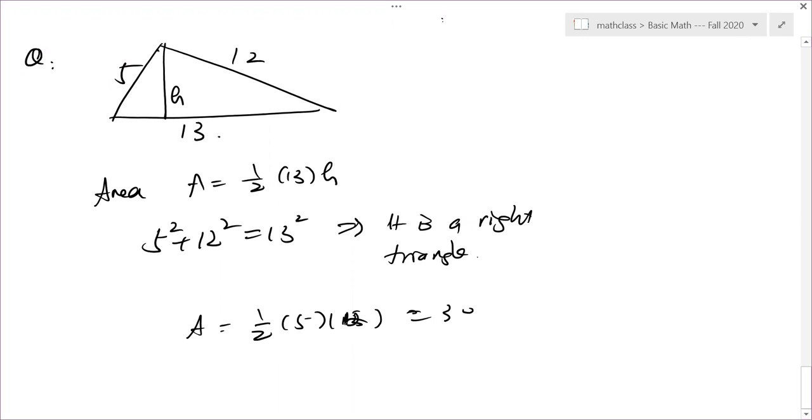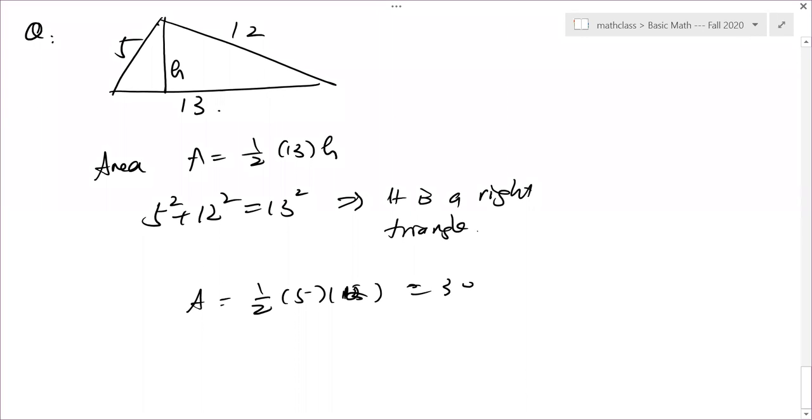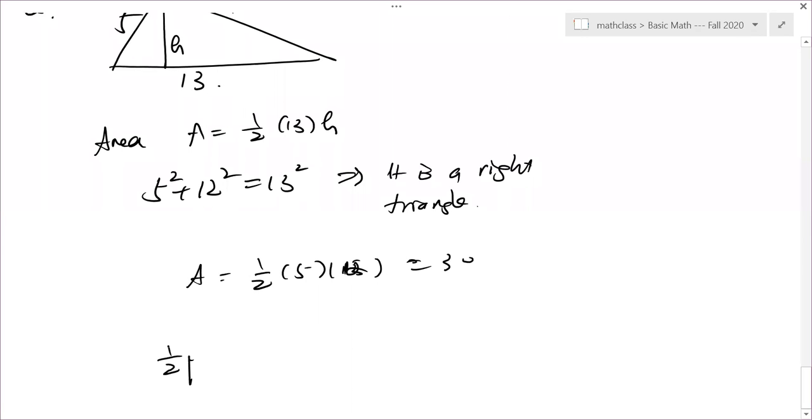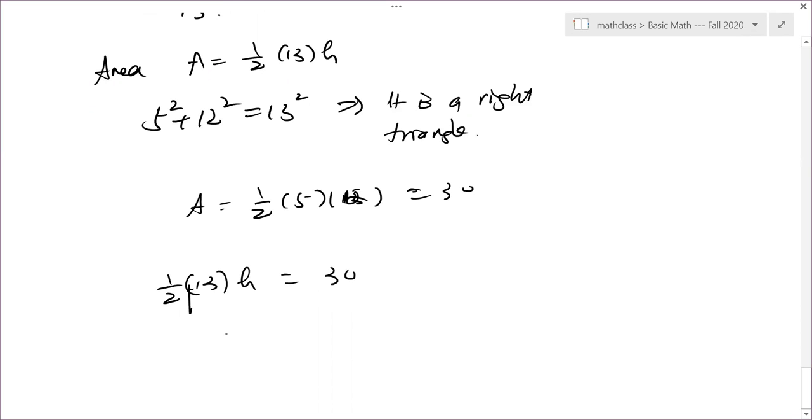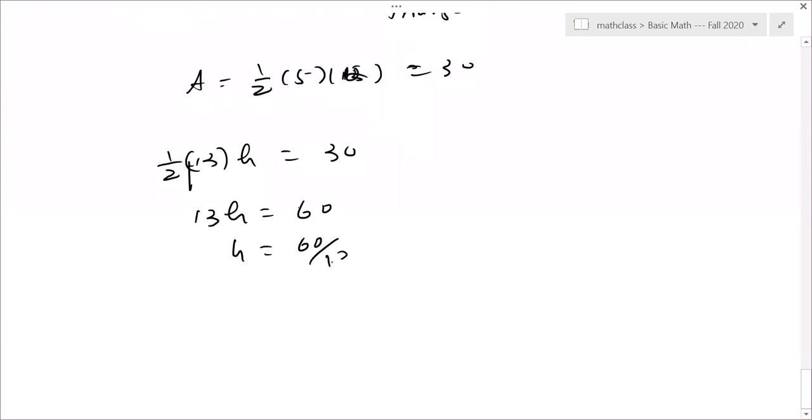So using this fact, I can even get the height, because half of 13 times h is going to be 30. Then 13 times h is going to be 60. So h is 60 over 13. So if you know the area, you can get the height.